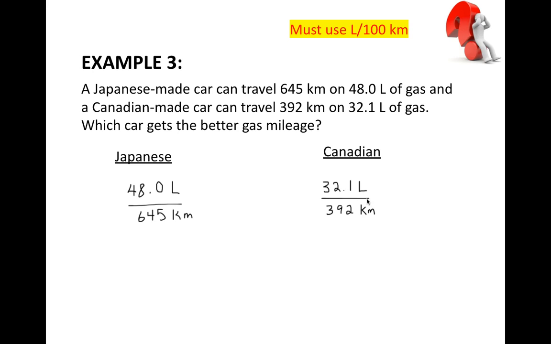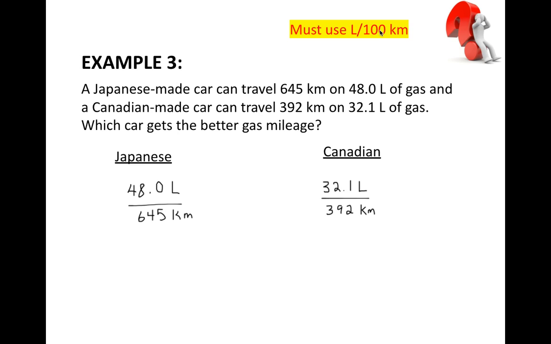Now, it's hard for me to actually compare these because they're so different. So what I probably want to do is turn them into unit rates. So I'm going to take the 65 and divide it into 48, and the 39.2 and divide it into 32.1. Now, the problem with that is, when I make that unit rate, it's going to be 1 kilometer down on the bottom, and I want it to be 100 kilometers.